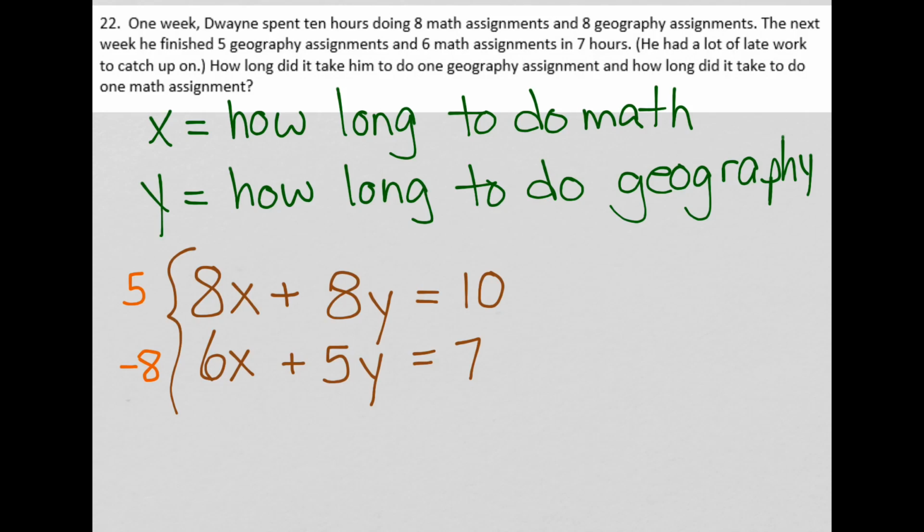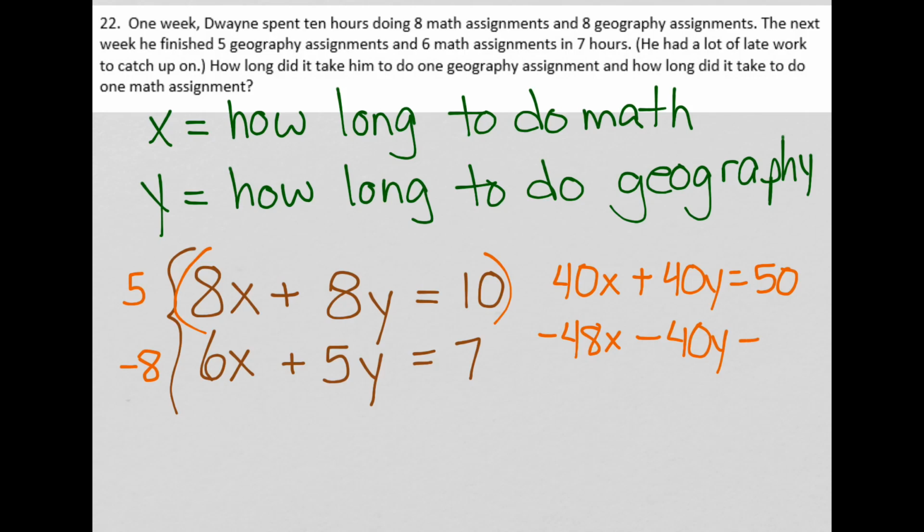So if I multiply my top row by 5, I'm getting 40x plus 40y equals 50. Multiplying everything times 5 all the way across. Now let's multiply that second equation by -8. So I get -48x minus 8 times 5 is 40y. Oh, good. They're going to add up to 0. That's what I wanted. And -8 times 7 is -56.